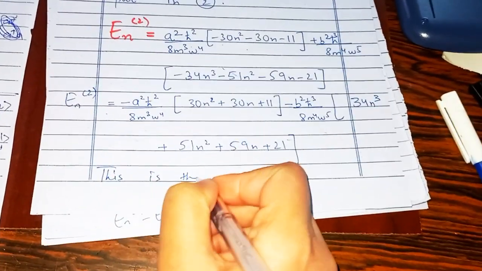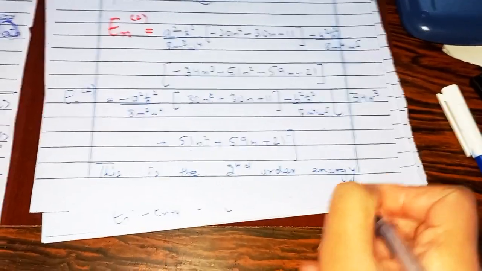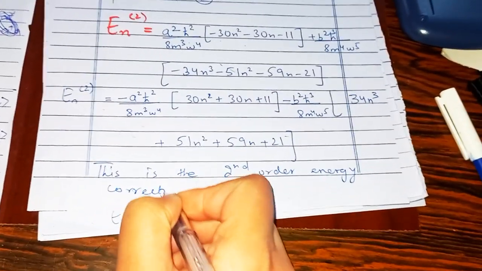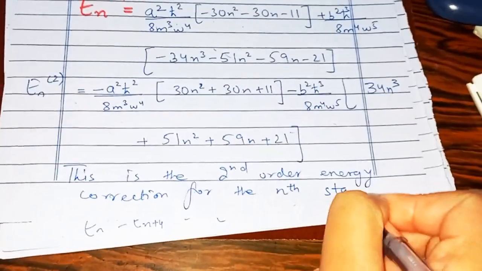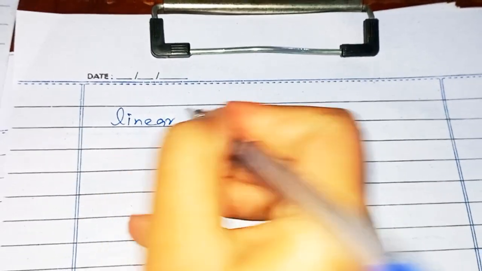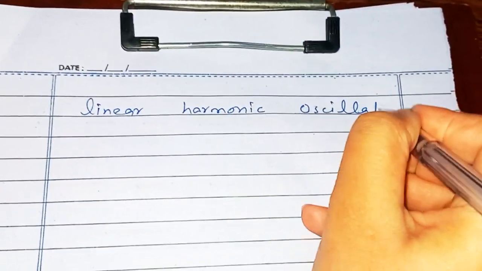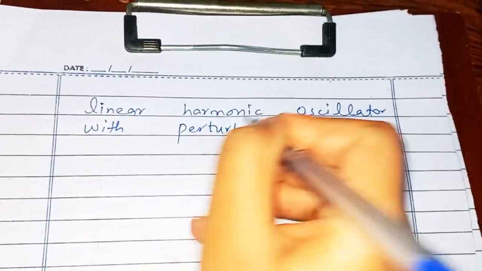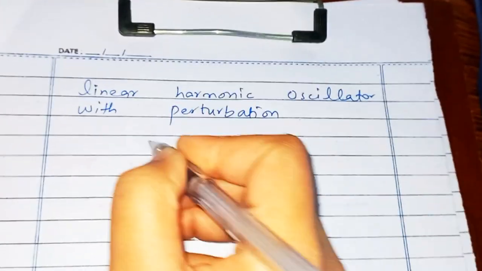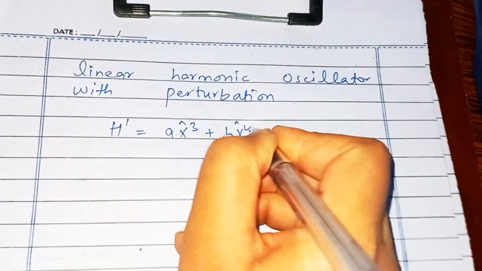This is the second order energy correction for the nth state of linear harmonic oscillator with perturbation, which is h bar equals ax cube plus bx 4.